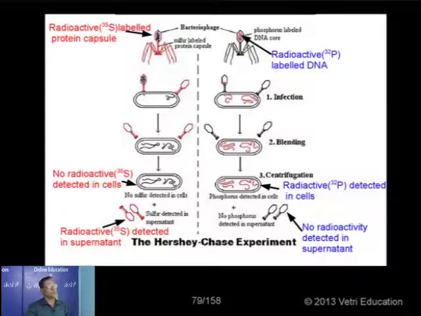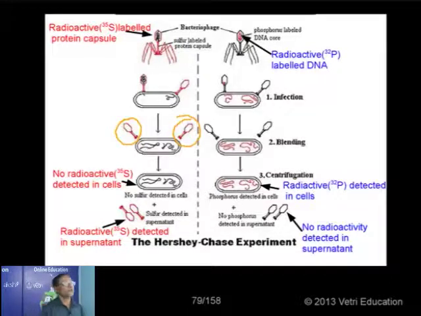But the supernatant, the protein coats, were still with radioactive sulfur. That means the sulfur is incorporated in the protein coat, and that did not enter the cell. That is why they are called the supernatants. They have only the protein with the radioactive sulfur. Now these resident cells are not radioactive, because the injected DNA is not radioactive, but the protein coat has the radioactive sulfur.